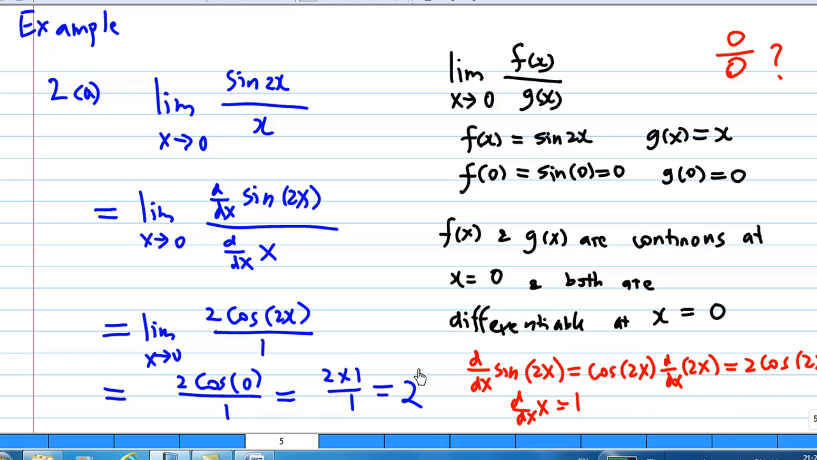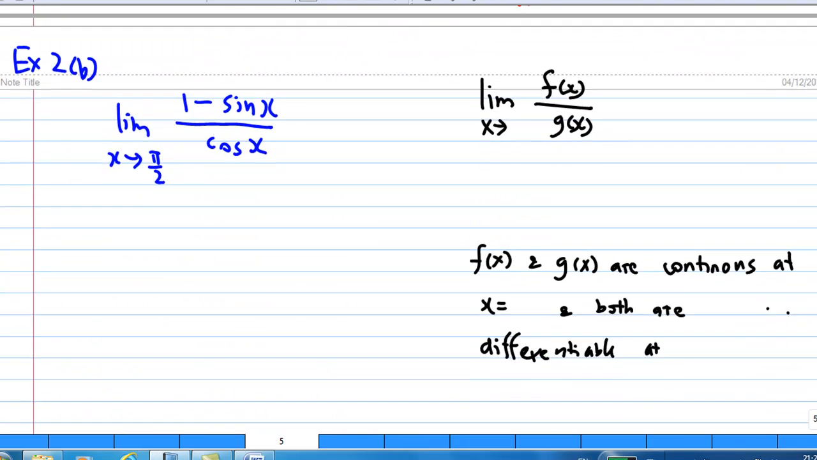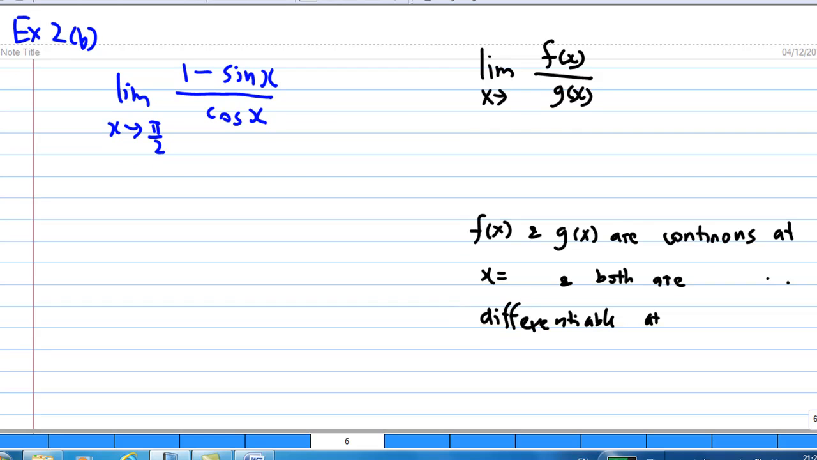Let's look at example 2b. I have (1 minus sine x) over cosine x when x approaches pi over 2. So this is the form of f(x) over g(x) when x approaches pi over 2, where my f(x) is equal to 1 minus sine x and g(x) is equal to cos x.